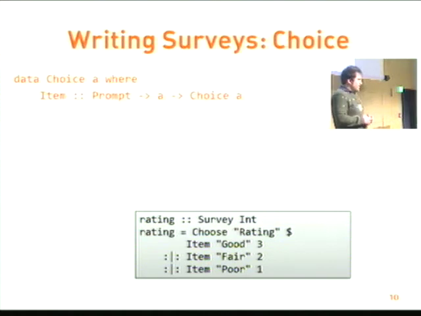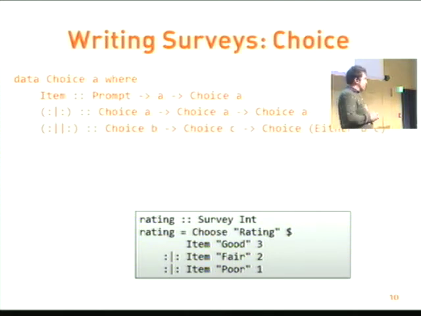But the item constructor here takes a prompt and some value associated with that prompt, or with that tag, and that becomes a single option in the multiple choice question. We can compose them together using these two choice composition operators. The first one here with one pipe takes two choices of the same type, and the result is that same type, which makes sense. If either option is chosen, well then either way the result will be of type A.